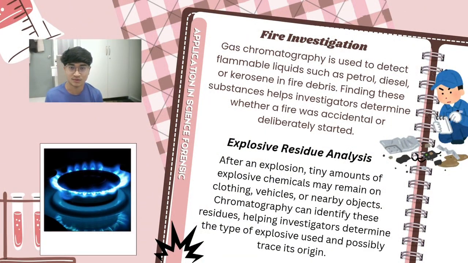And for the fourth one is fire investigation. Gas chromatography is used to detect flammable liquids such as petrol, diesel, and kerosene in fire debris. Finding these substances helps investigators determine whether a fire was accidental or deliberately started.